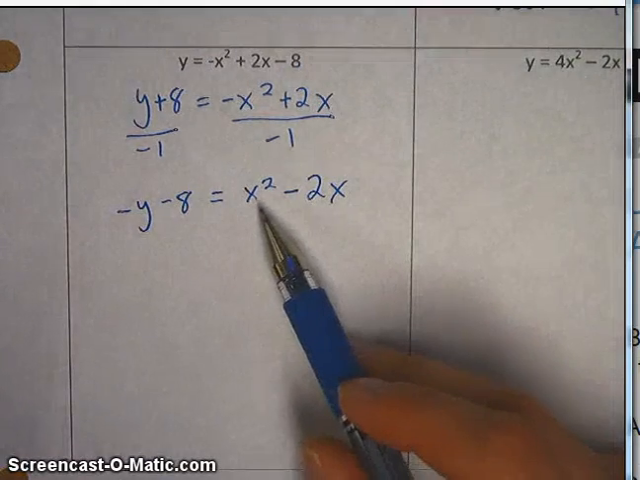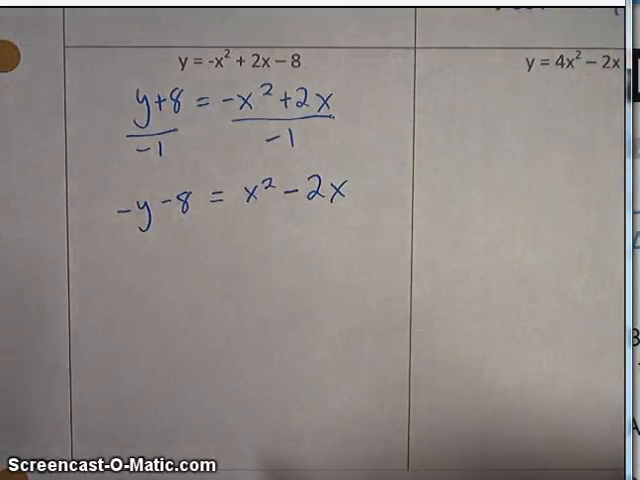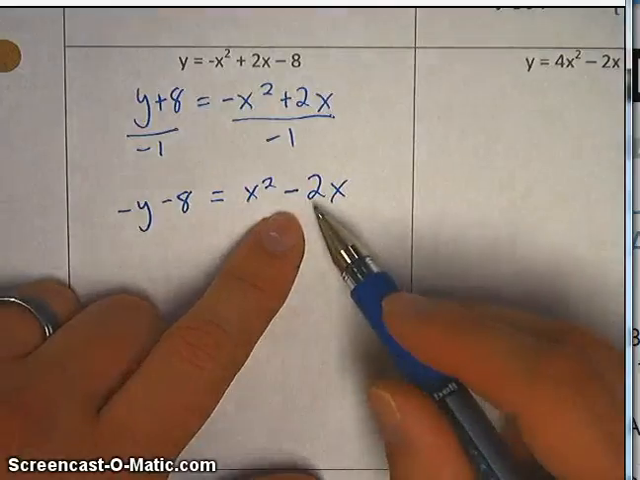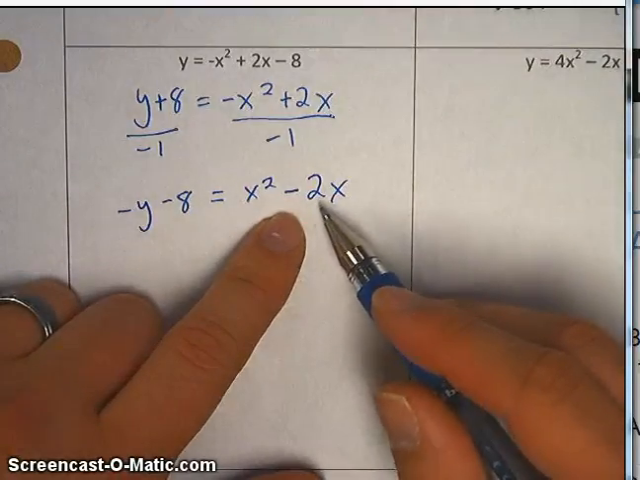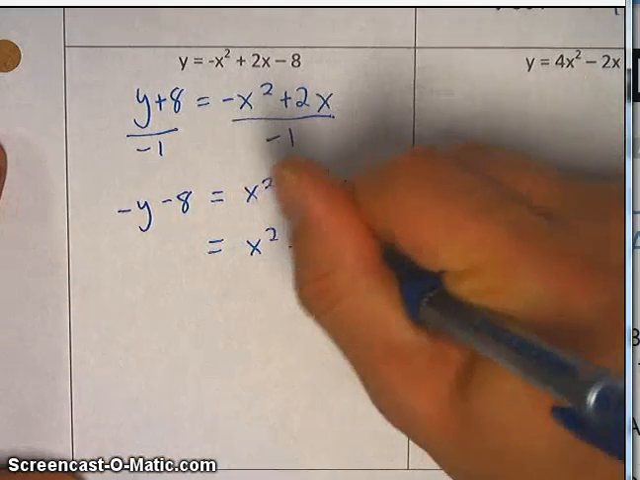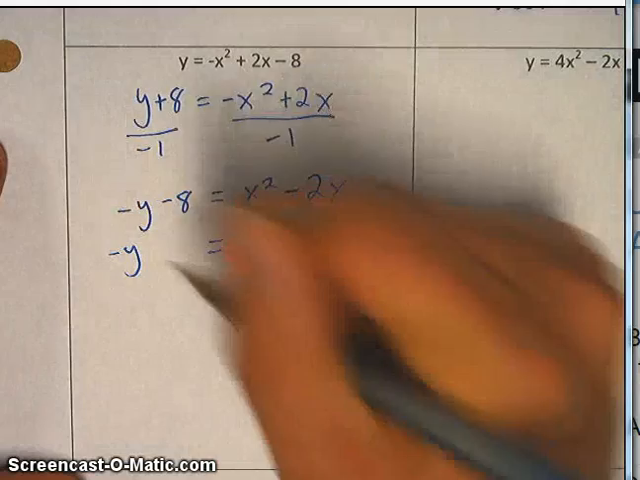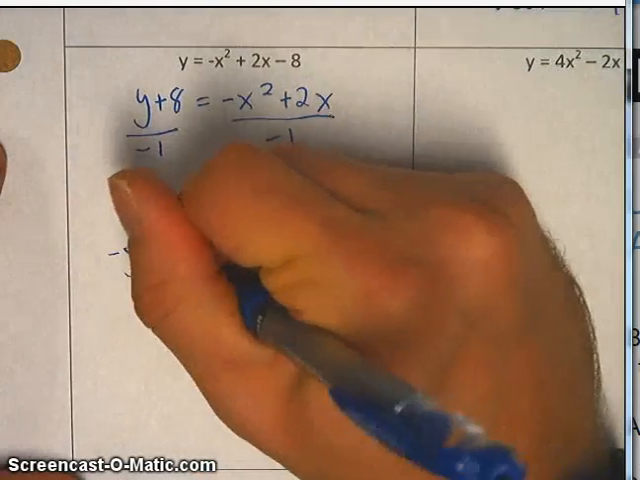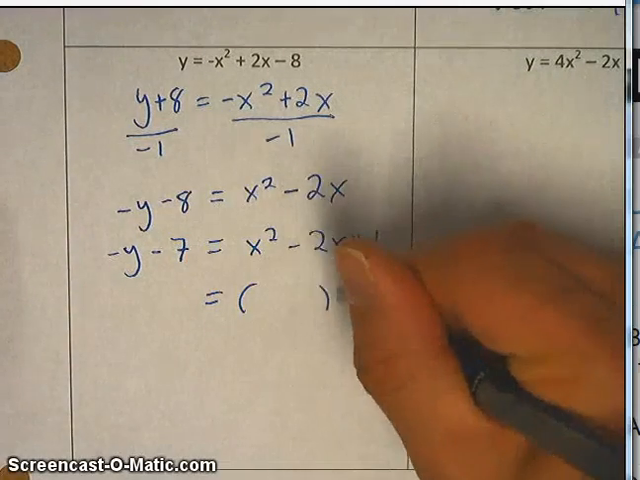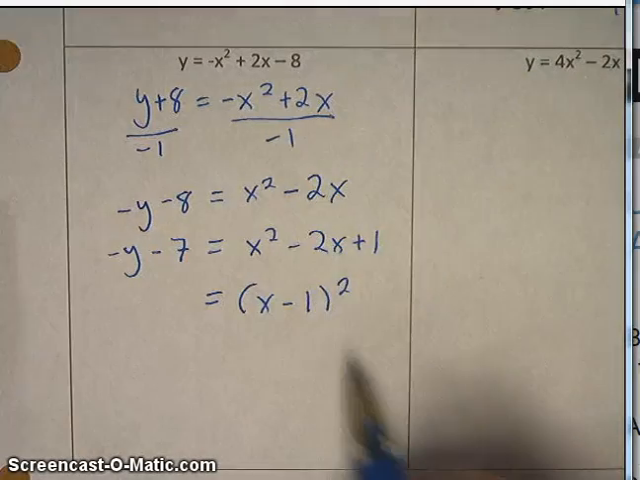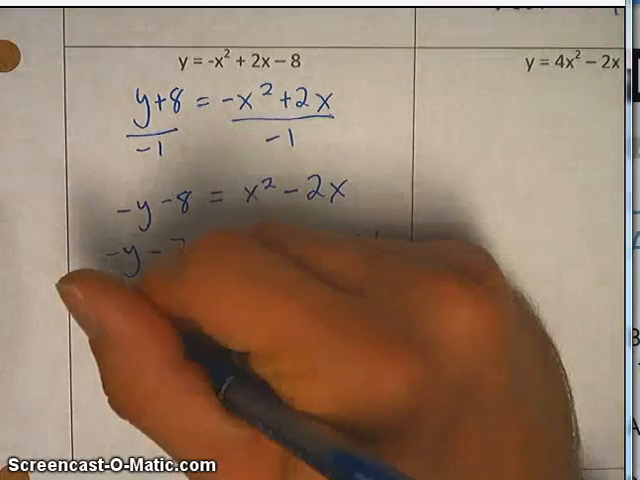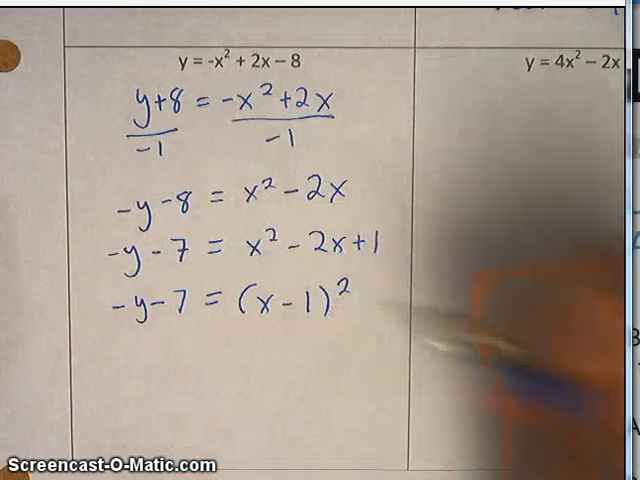Because I don't want anything in front of the x squared. This is a lot easier to do if you don't have anything in front of the x squared. So now this looks like something I can turn into a perfect square trinomial. What's half of negative 2? Well, that's negative 1. Negative 1 squared is positive 1. So I'm going to add 1 to both sides. I've got a negative y. Okay, I've got a negative 8 plus 1. That's negative 7. This is a perfect square trinomial. So I can rewrite it as x minus 1. And the way I got that 1 is I just took negative 2 and cut it in half. x minus 1 squared, and I've still got this negative y minus 7.